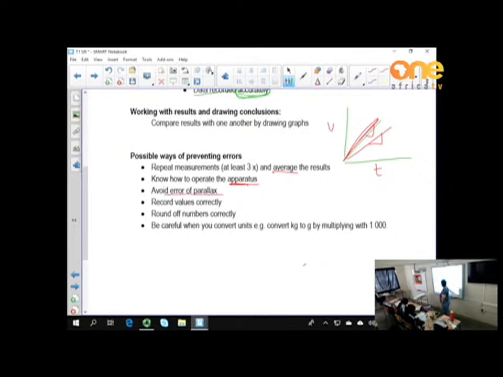Avoid the error of parallax. Record the values correctly. In other words, concentrate. But everybody gets tired somewhere. It's very easy to make a mistake like that, especially when you're doing a lot of them over a long period of time. Round off numbers correctly. And be careful when you convert units. For example, kilogram to gram, or meters to centimeters, or millimeters. Okay?